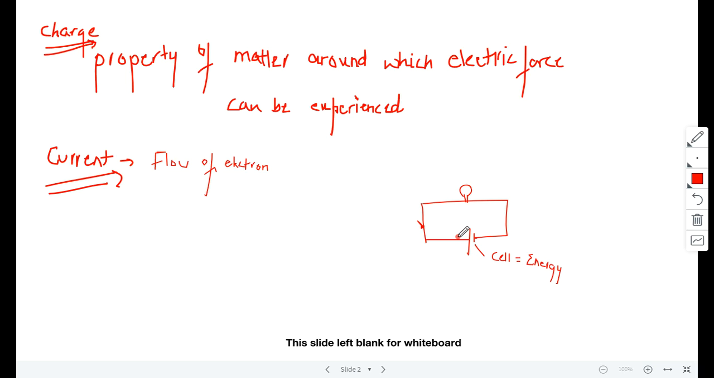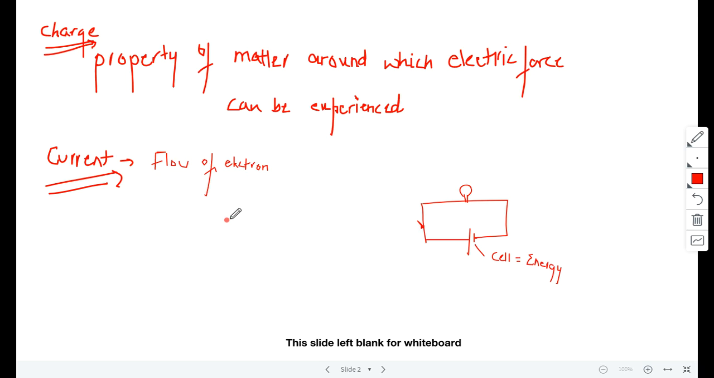Okay. So basically, the cell provides energy to the electrons. Then, after taking the energy, electrons start to vibrate, and this motion of electrons, or transferring energy of electrons, or flow of electrons is basically what? Current. Okay, that's the basic definition.